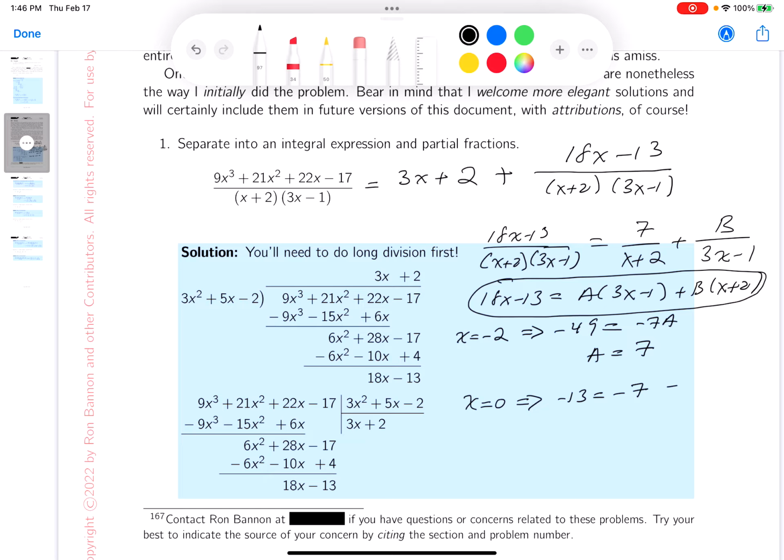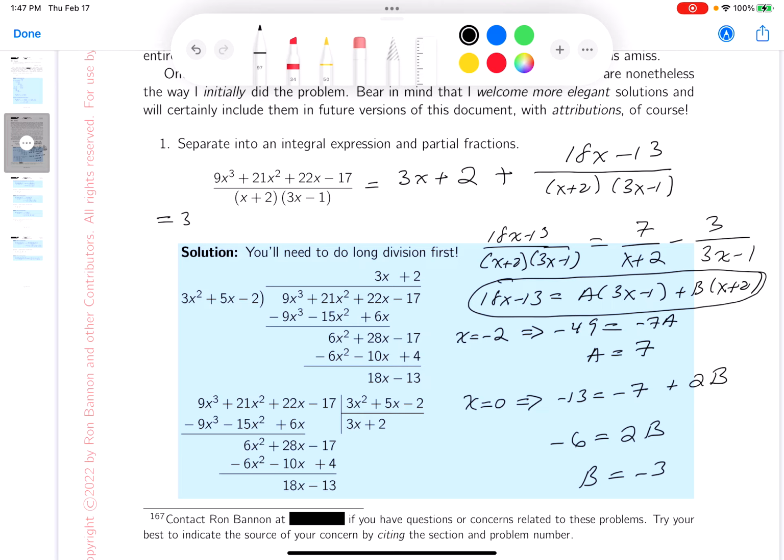And then what do you get? You're going to get 2B. Well, I think I can do this. Minus 6 equals 2B, or B is equal to minus 3. Well, I'm going to go up here and erase that, and let me write that down for you. Minus 3. Now, the goal here is to write the answer down.